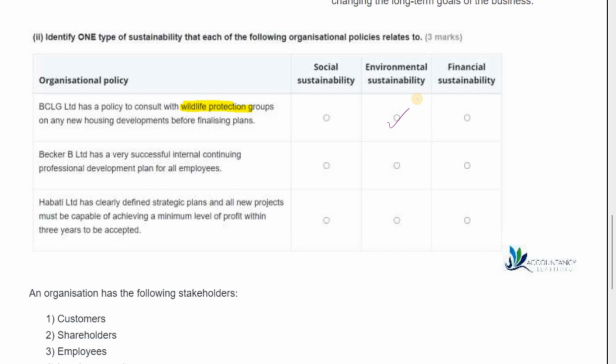Becker B Limited has a very successful internal continuing professional development plan for all employees. So here it's talking about the CPD for all employees. So it's not going to be environmental, not going to be financial. So it has a social sustainability because it's about the employees, their development and their future.